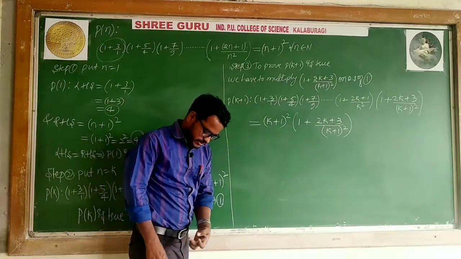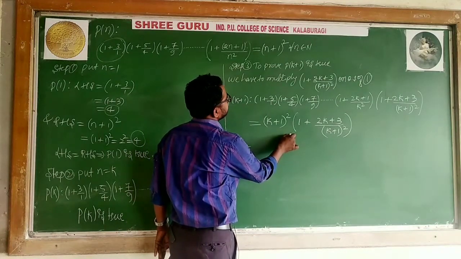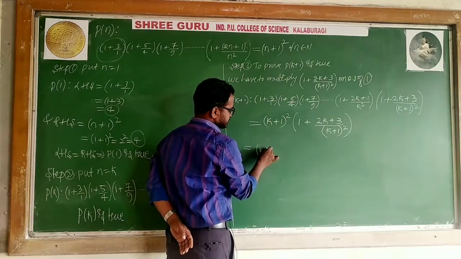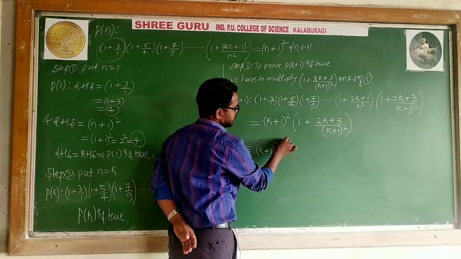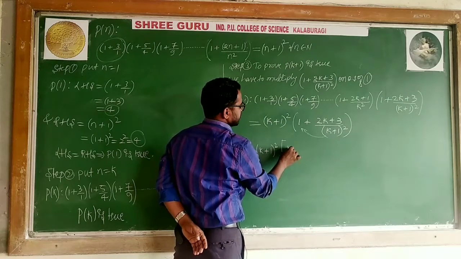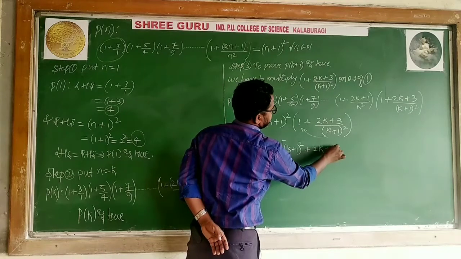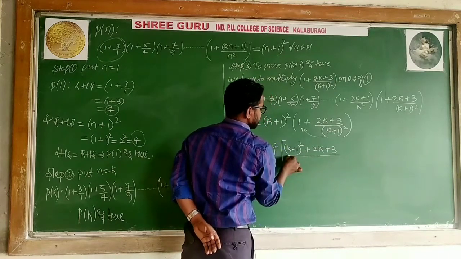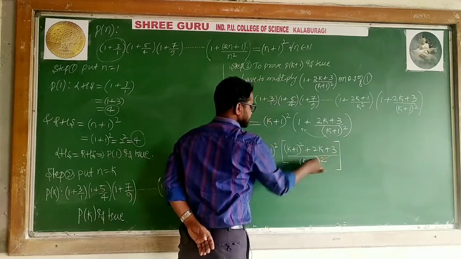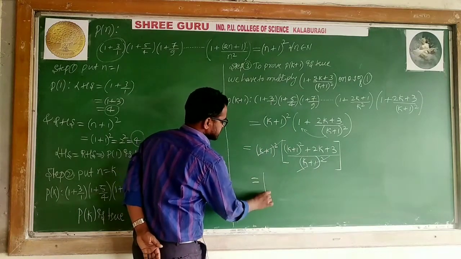Now, I want to simplify. After simplifying, I should get n replaced by k plus 1. So now the LCM is (k plus 1) whole square. You multiply: 1 into (k plus 1) whole square plus (2k plus 3) whole divided by (k plus 1) whole square. Can I say this cancels and this cancels? What remains? This remains.